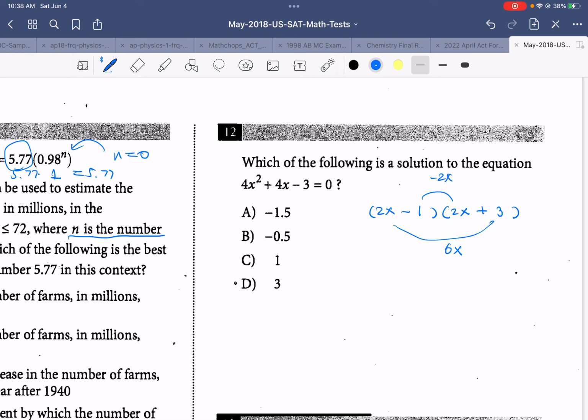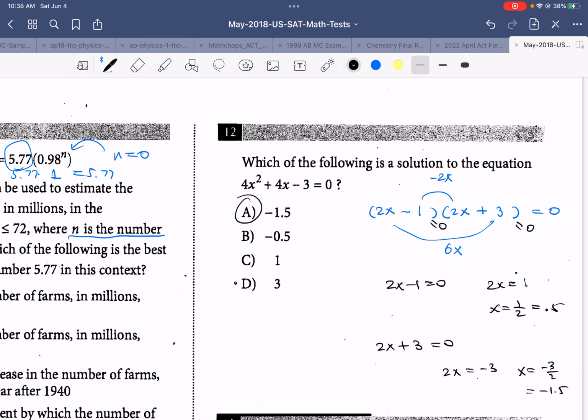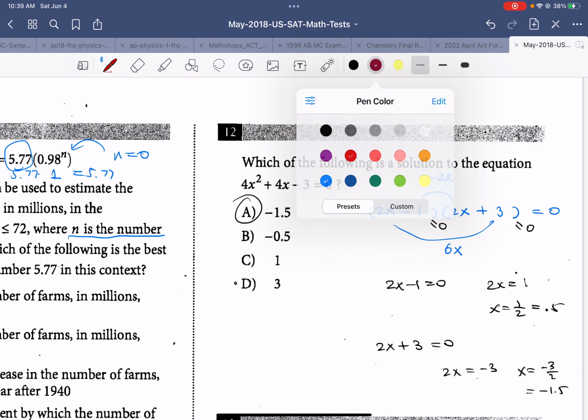Then set each factor equal to 0. So 2x minus 1 equals 0. So from there, 2x equals 1, x is 1/2. Or you can say 0.5, but 0.5 is not an option. So probably it's the other one. 2x plus 3 equals 0. And then 2x equals negative 3. So x is negative 3/2, or you can say negative 1.5. So should it be A? A is the answer. So if it's factorable, go ahead and factor. That will be a lot easier and faster.